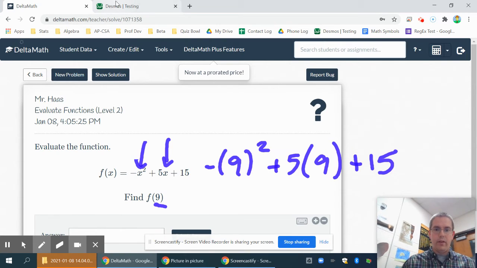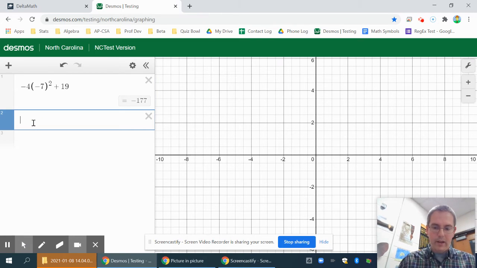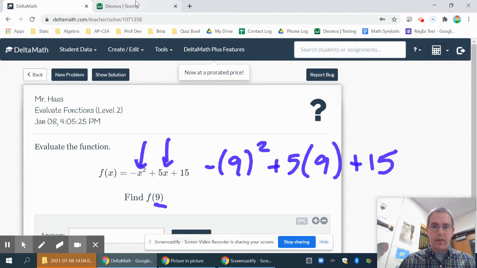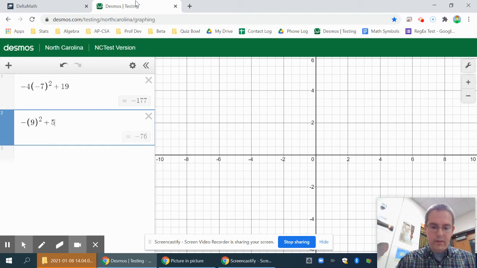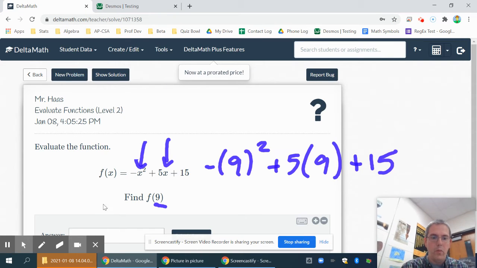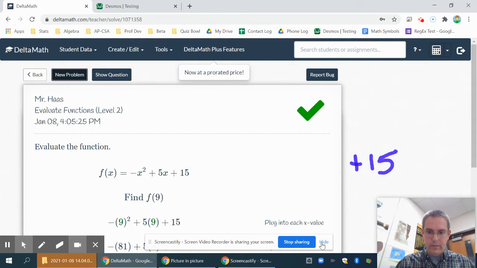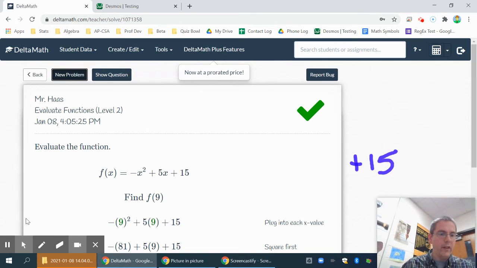So I have the ability to go here and type my negative, open my parenthesis, 9, close my parenthesis squared, and then it was a plus 5 times 9 plus 15. And once you do that, you get a -21, which should be my correct answer. Let's see if we're right again. So that's very good.